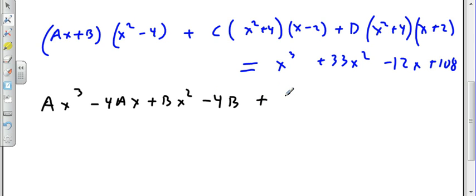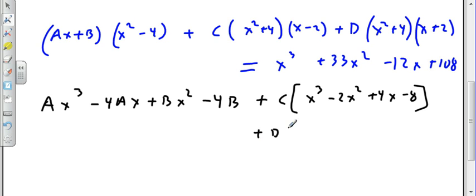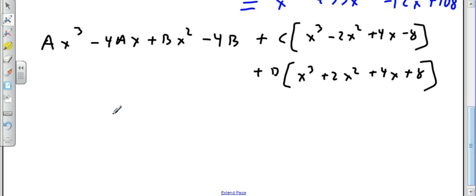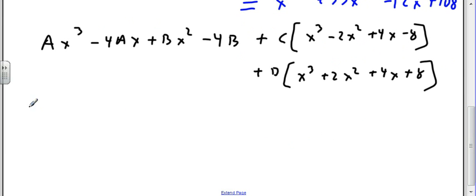plus c times x cubed minus 2x squared plus 4x minus 8 plus d times x cubed plus 2x squared plus 4x plus 8. All right, so I've got, well, that's probably good enough. So I look at the x squared term, x cubed term.